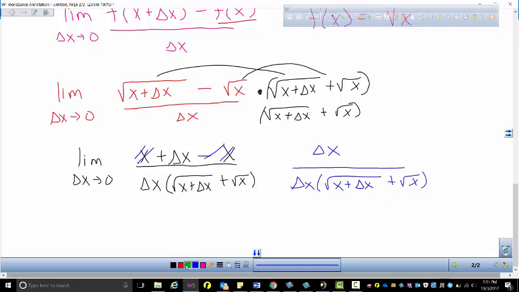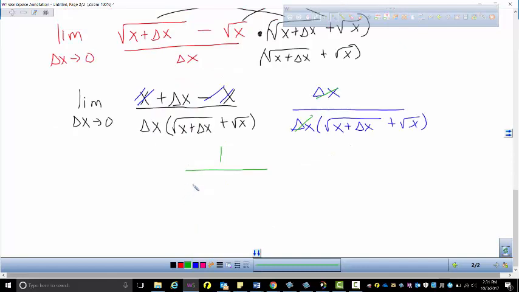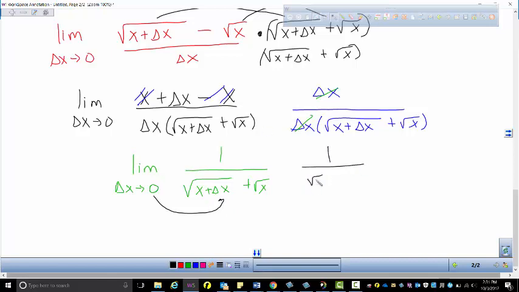And it's similar to the problems we've done before. These two, now that this one's being multiplied, we can cancel. So I get 1 over the square root of x plus delta x plus the square root of x. And I'm taking the limit as delta x approaches 0. So now I'm going to plug 0 in here. So I get 1 over the square root of x plus the square root of x, which is 1 over 2 square root of x, which seems weird for us because we've been getting number values.